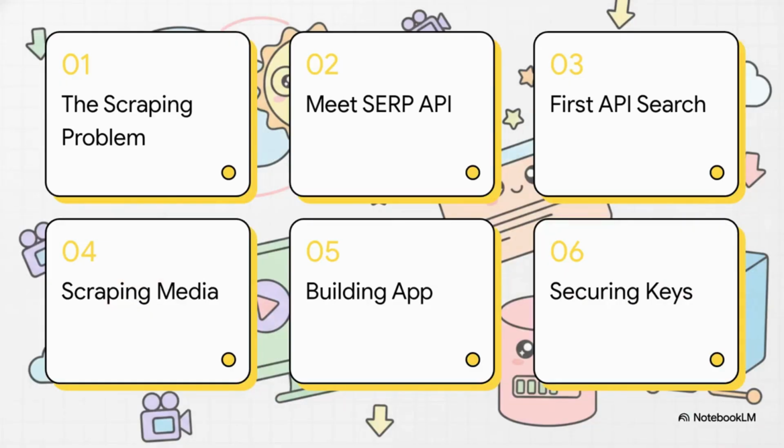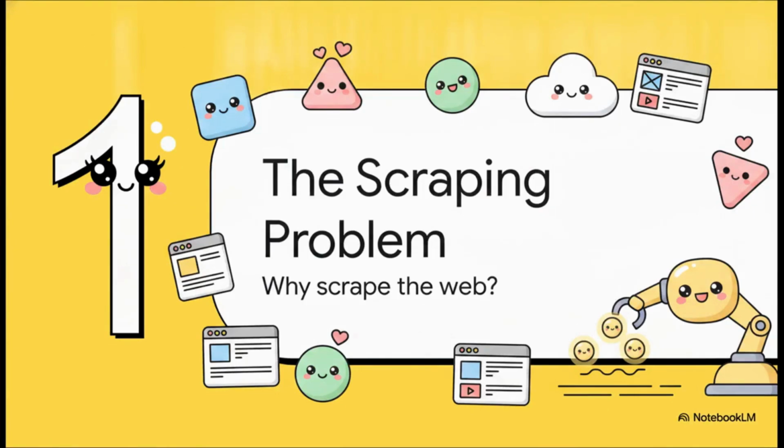Here's our roadmap for today. We'll start with the web scraping problem, meet the SERP API, and run your first API search. Then we'll scrape shorts and lens, build the video downloader, and finally, secure your secret keys. All right, let's jump right into part one, the web scraping problem.